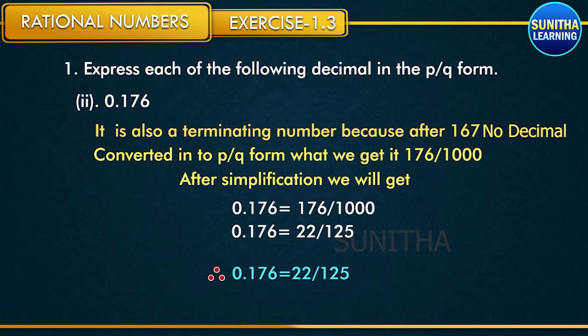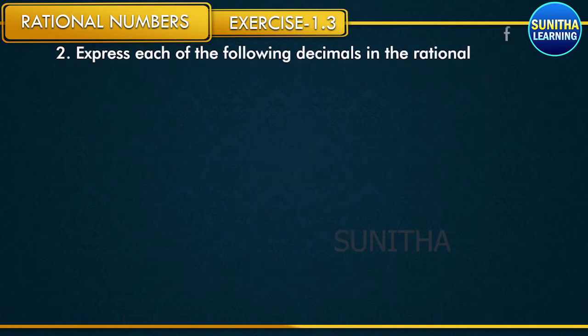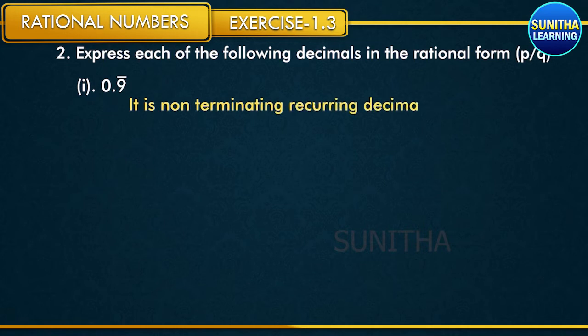Next, second question is, express each of the following decimals in the rational form, that is p by q. Now what kind of decimals are given? Observe it here. Here is the first question, 0.9 bar. So tell me, what kind of decimal is it? Is it a terminating decimal or non-terminating decimal? Yes, it is obviously a non-terminating recurring decimal. It is recurring several times.